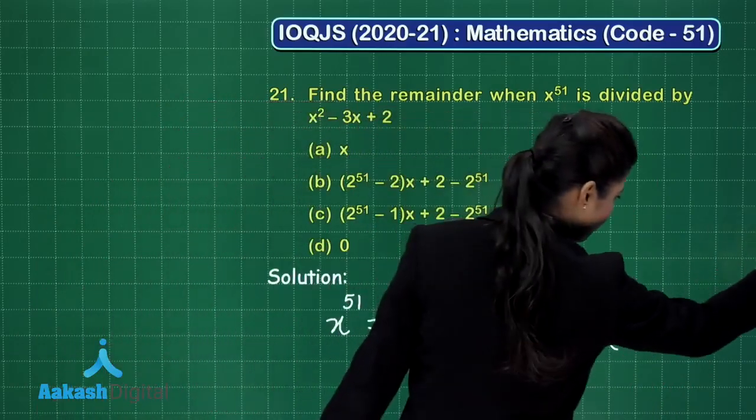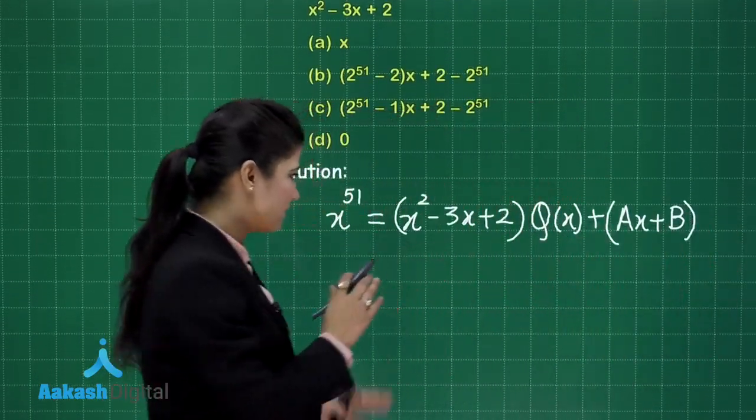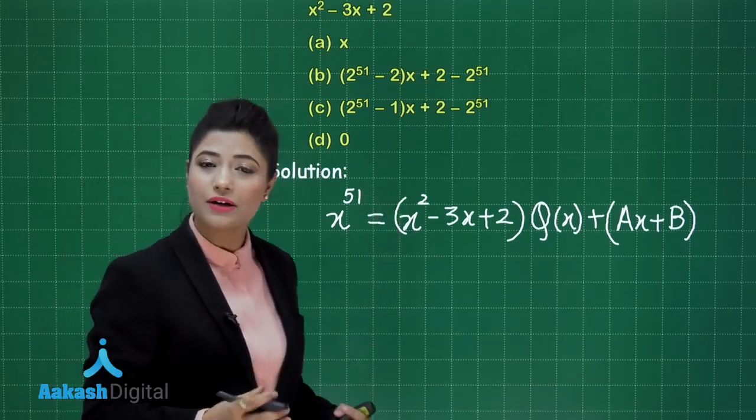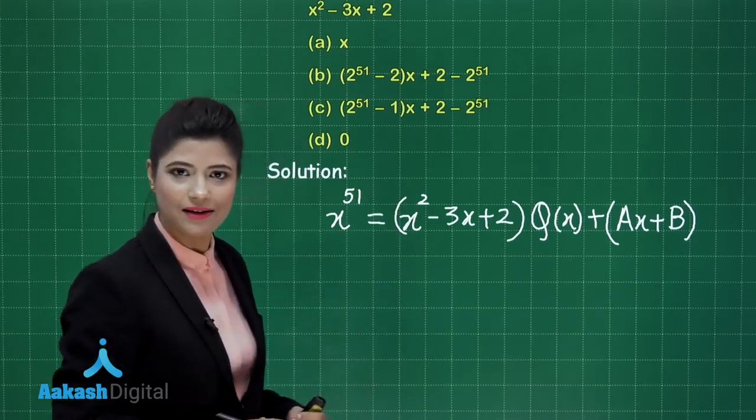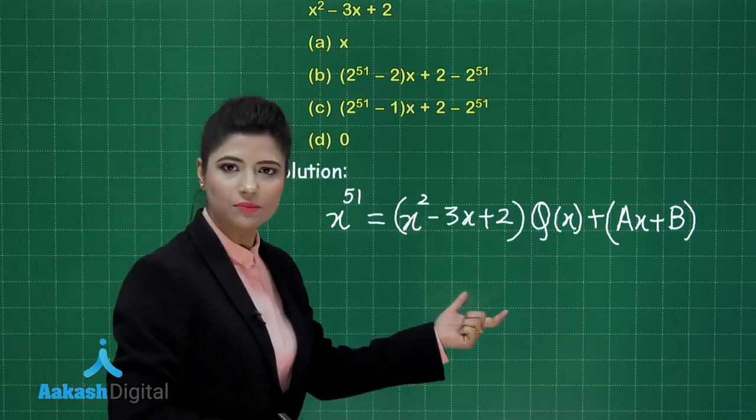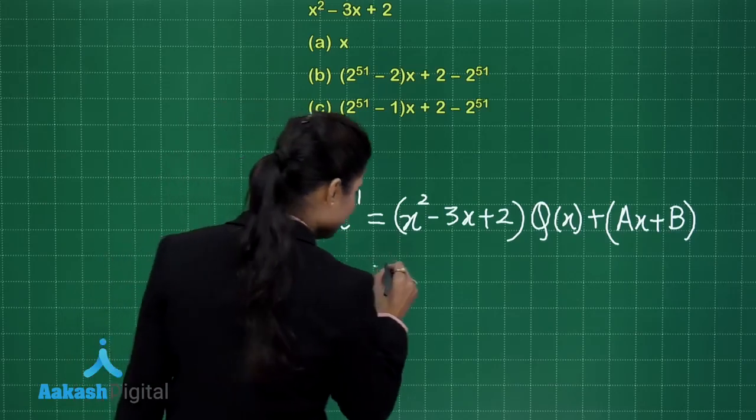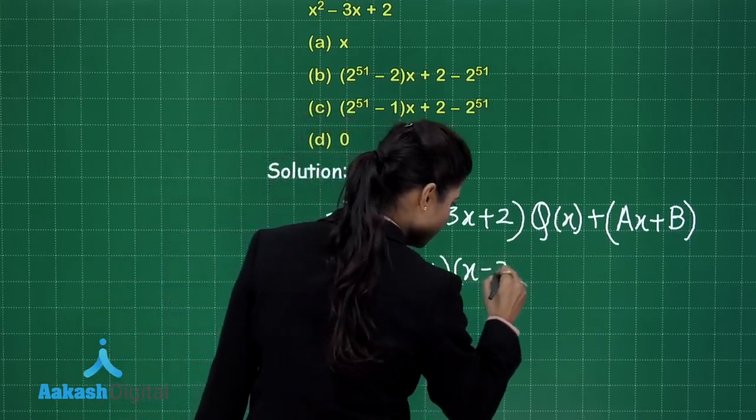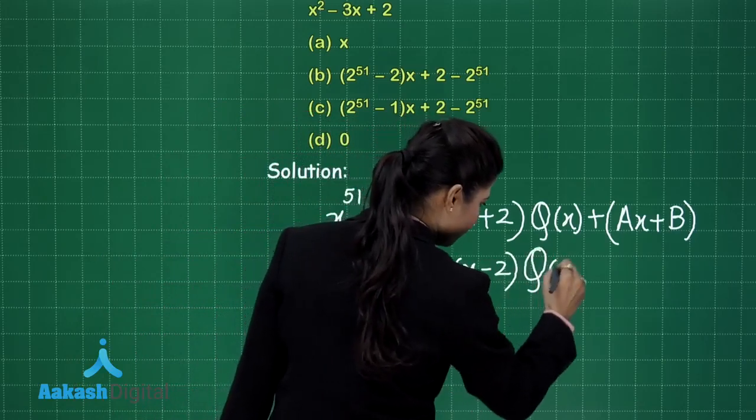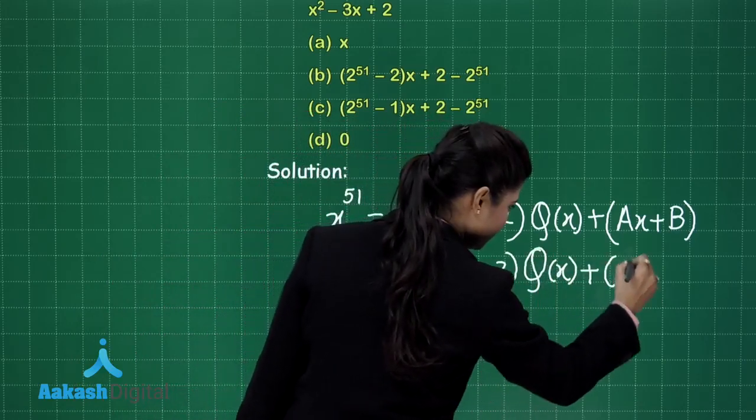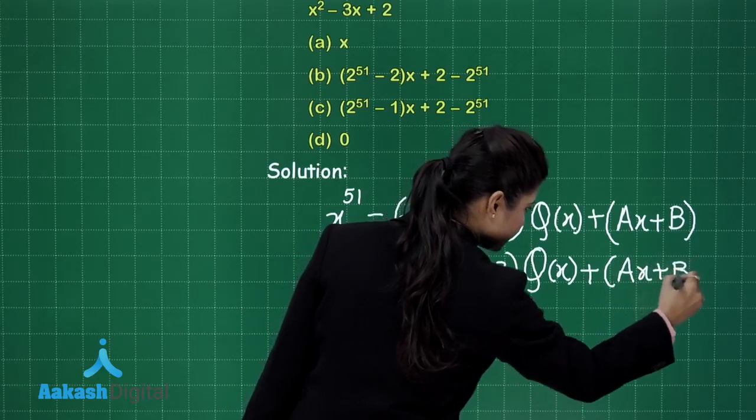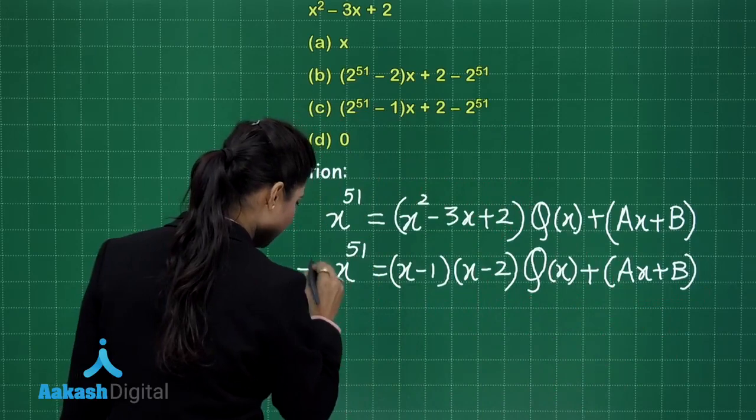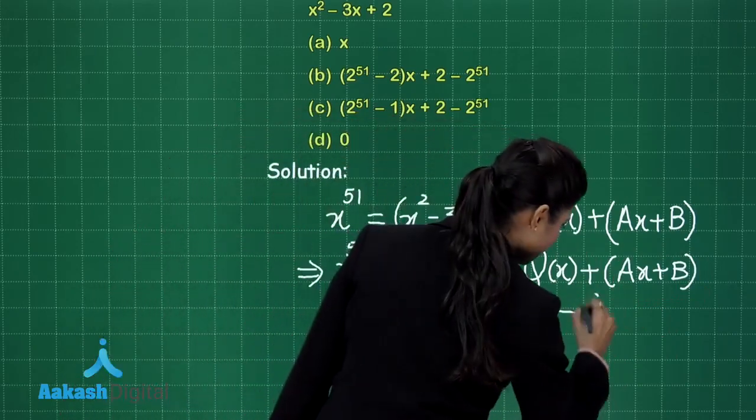Now in this statement, I want you to focus on this divisor x square minus 3x plus 2. This is a quadratic polynomial which can be factorized by splitting the middle term. The moment you split the middle term, you will find this is x minus 1 into x minus 2 into q of x, that is the quotient, plus remainder ax plus b. So here we get this very easily. Let this be equation number 1.